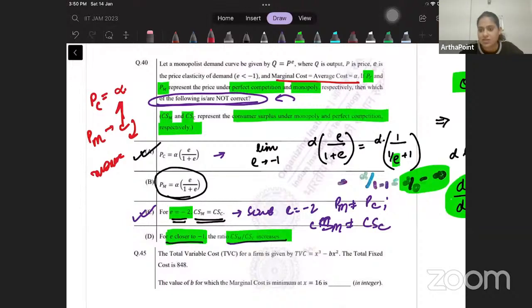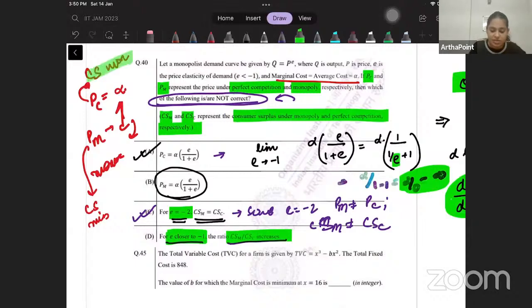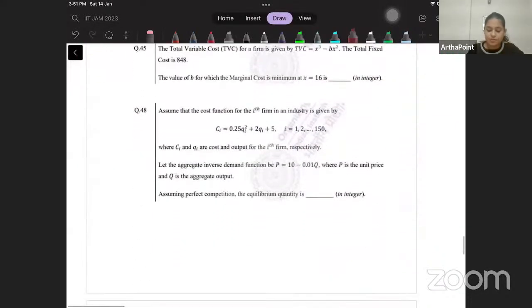And if this gap is maximum, that means in this case the consumer surplus will be minimum, and in this the consumer surplus is maximum with a competitive firm. So this ratio, minimum by maximum, will be very, very high. So this is correct: as you go closer and closer to it, the ratio will change accordingly. So the only two statements that are incorrect are A and C. Come to the next question.